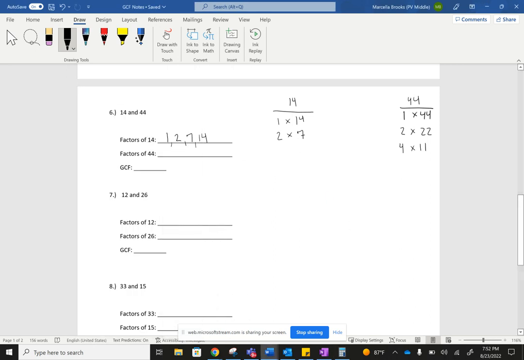So let's go ahead and write. We have 1, 2, 4, 11, 22, and 44. We're circling the numbers they both have in common, or that they share. They both have a 1, they both have a 2. Wait, what? Looks like just 2. So our GCF is indeed 2 because that's the biggest number that they both have as a factor.